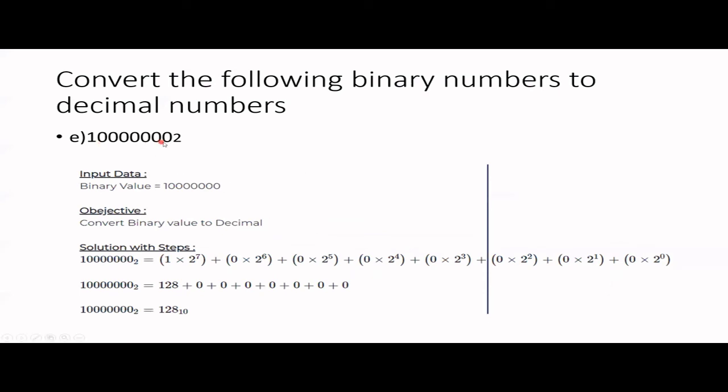Next one. Easy, right? Because you have all the zeros except for this one. If you write down the steps: 2 to the power 0, 2 to the power 1, 2 to the power 2, 2 to the power 3, 2 to the power 4, 2 to the power 5, 2 to the power 6, 2 to the power 7. All are 0, don't worry. 2 to the power 7, we have already done the earlier calculation. It's 128, so the answer is 128. You don't have to worry about what these numbers are because it's 0 into something, right? Understood?